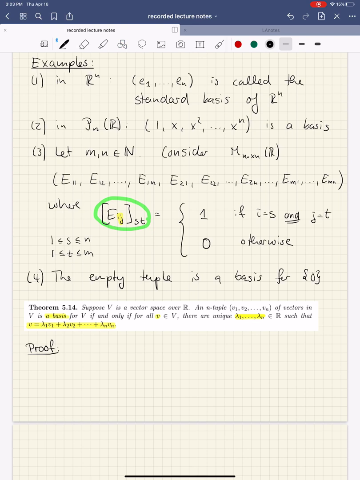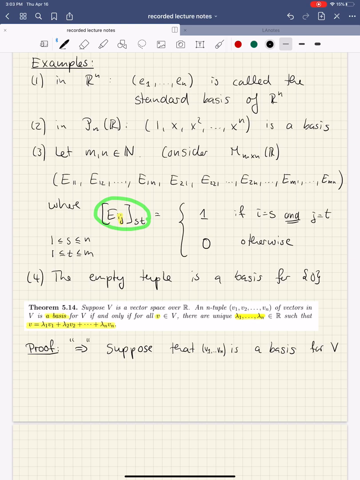It is an if and only if statement. So as we've learned, we have to do both directions. So let's do this direction first. In this case, we suppose that v1 through vn is a basis for V. And now we want to show that there exists a unique choice of coordinates.